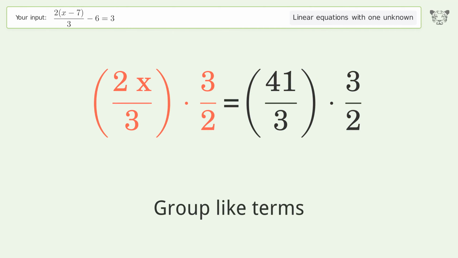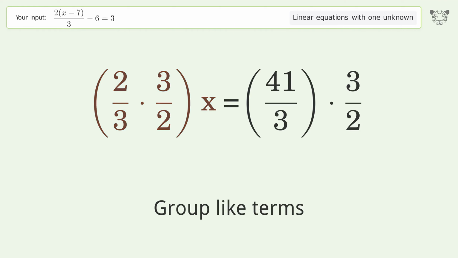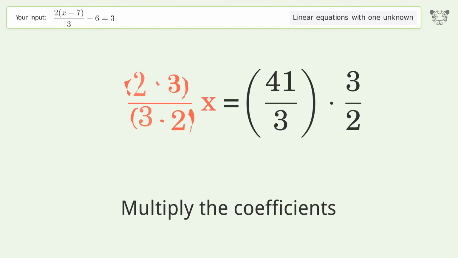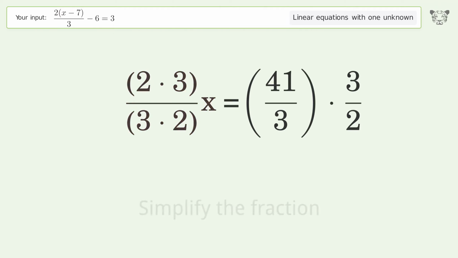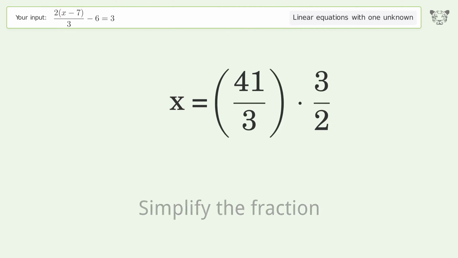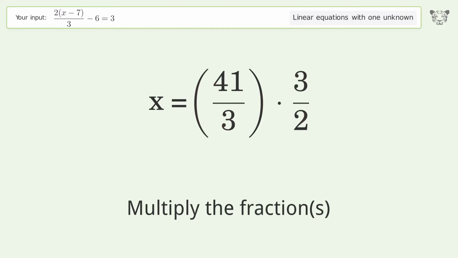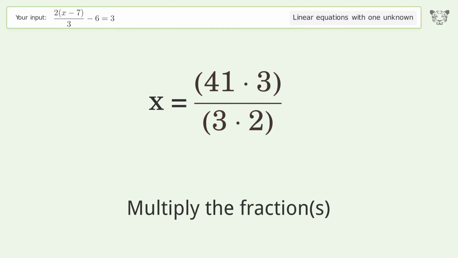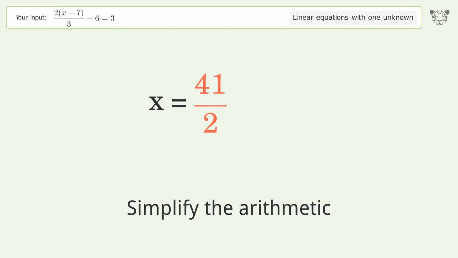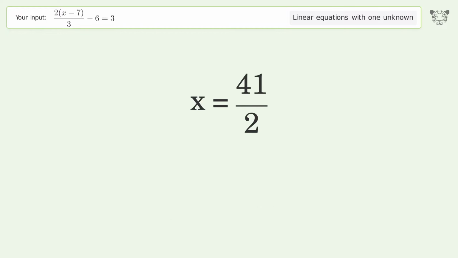Group like terms. Multiply the coefficients. Simplify the fraction. Multiply the fractions. Simplify the arithmetic. And so the final result is x equals 41/2.